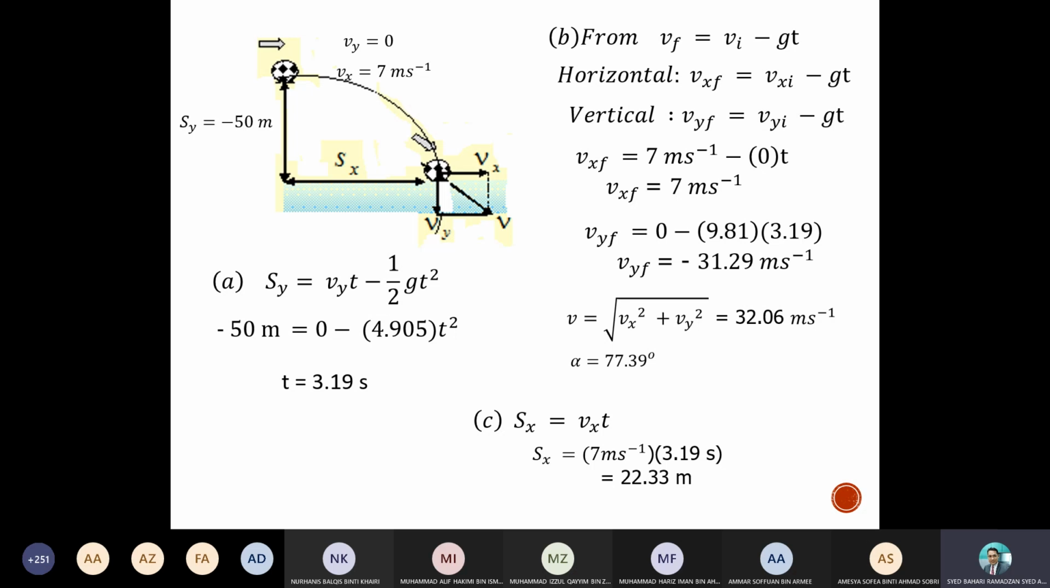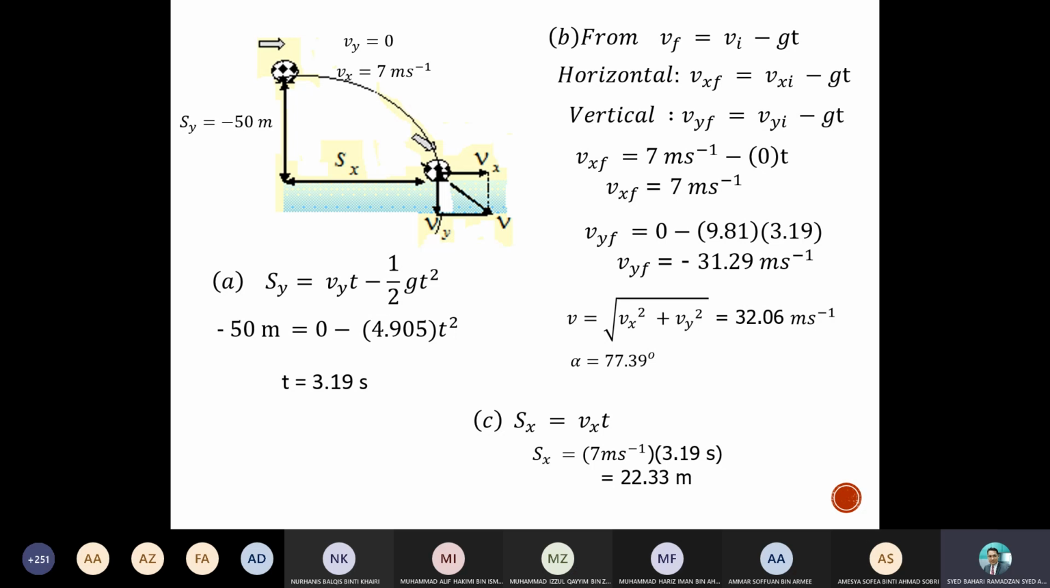And then the last question is Sx. Sx is to get the distance between the bridge and the ball. So the first question is to calculate T. Since we have Vy equal to 0, that will be cancelled out. It only leaves negative 50 is equal to 0 minus 4.905 T square. And then you have T, 3.19 seconds. This is the time that the ball takes to reach the ground, 3.19 seconds. That's the first question.